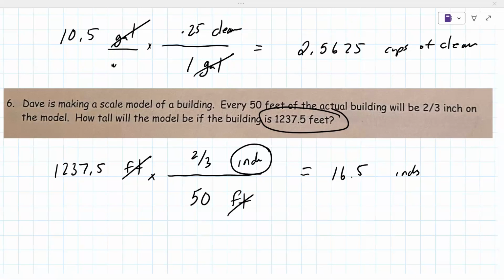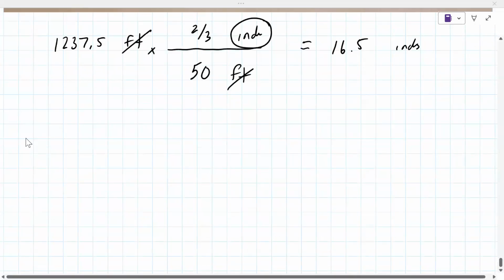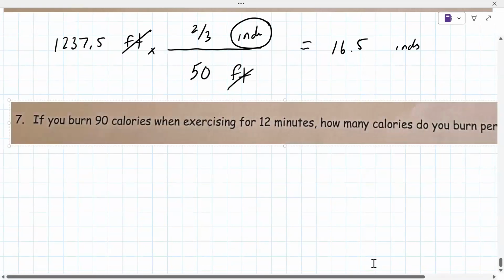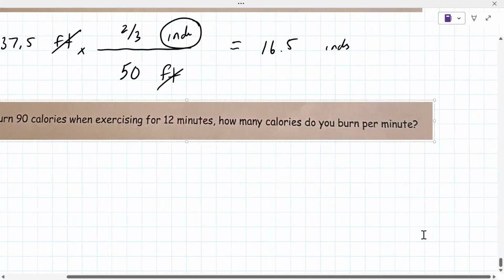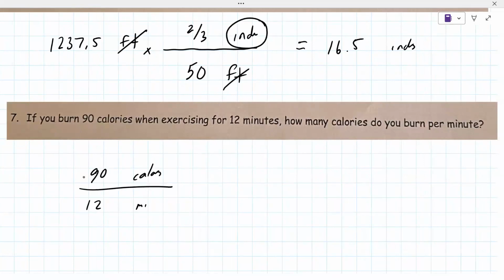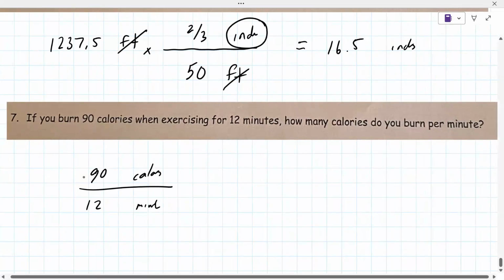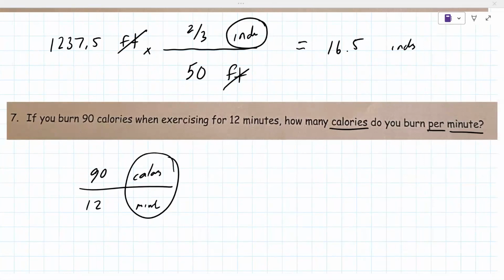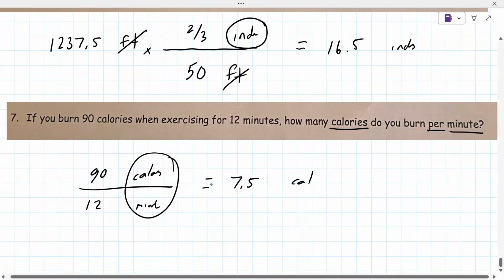Number seven here. So 90 calories over 12 minutes. If you burn 90 calories for 12 minutes, how many calories do you burn per minute? So this one's not really conversion. It's just 90 calories over 12 minutes because you want your answer in calories per minute, which you already have right here. So you just divide 90 divided by 12. It looks like it's 7.5. Yeah, 7.5 calories per minute.